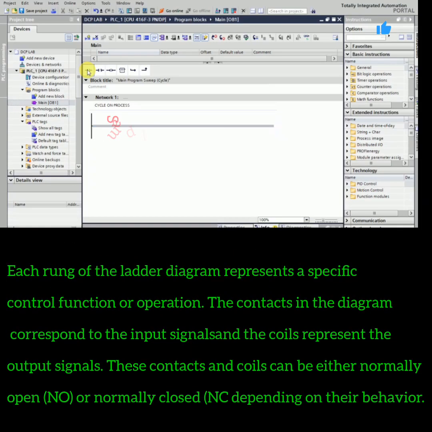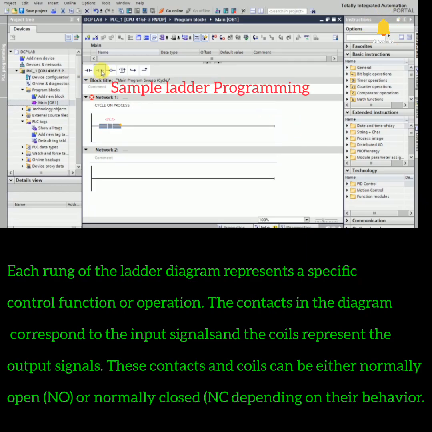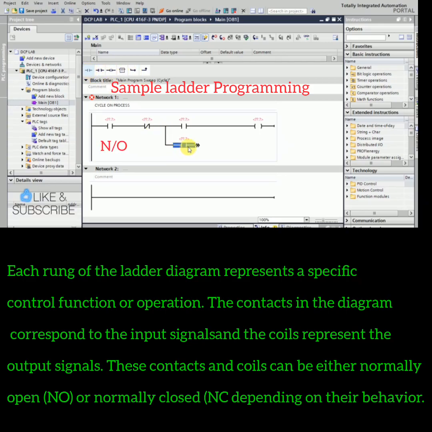In ladder logic programming, the control logic is based on the concept of relays and relay contacts. Each rung of the ladder diagram represents a specific control function or operation. The contacts in the diagram correspond to the input signals and the coils represent the output signals. These contacts and coils can be either normally open, NO, or normally closed, NC, depending on their behavior.